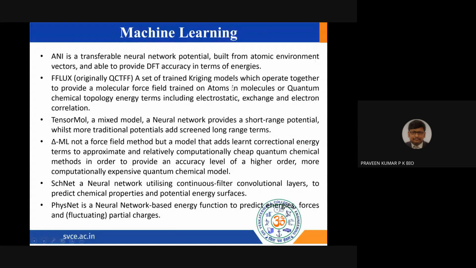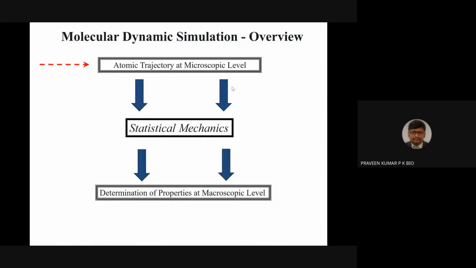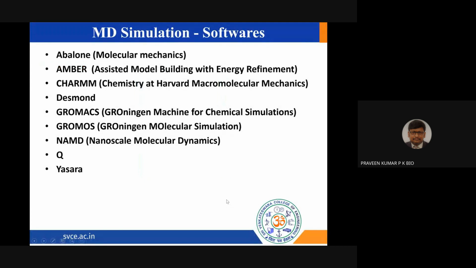And machine learning. I think I can explain this in detail in subsequent sessions. Molecular dynamics simulation, I told you, deals with atom trajectories at the microscopic level, which is classical mechanics. Generally, you use classical mechanics if you have plenty of data to calculate statistics through statistical mechanics. And finally, we determine the properties at the macroscopic level through quantum mechanics.